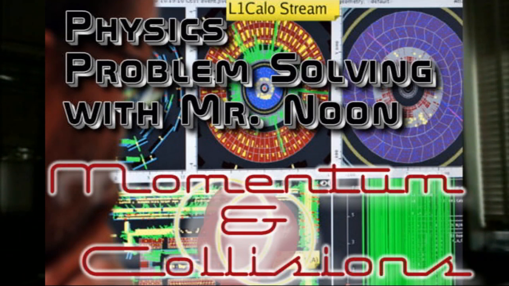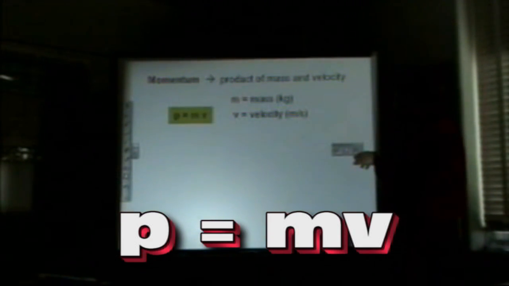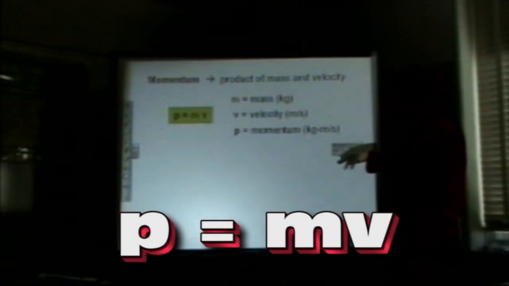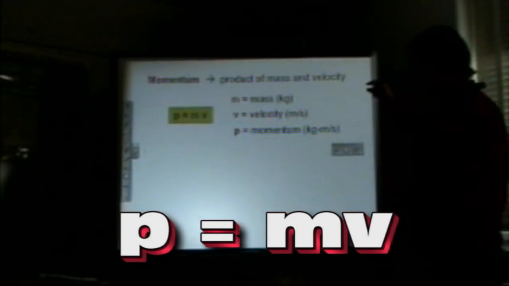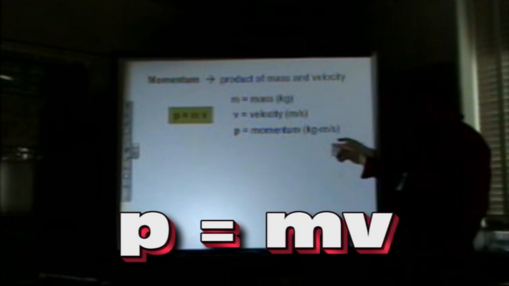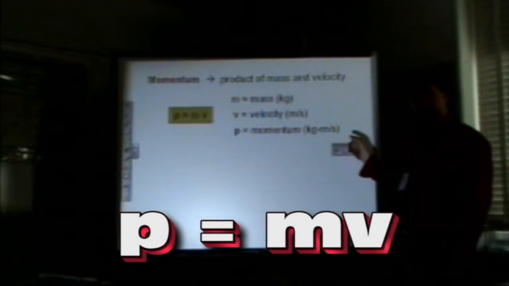Chapter 6, momentum. Momentum is the product of mass and velocity. The equation we use is mass times velocity equals momentum. We use the letter P to represent momentum. M is mass and V is velocity. The unit is, if mass is kilograms and velocity is meters per second, a kilogram times a meter per second.